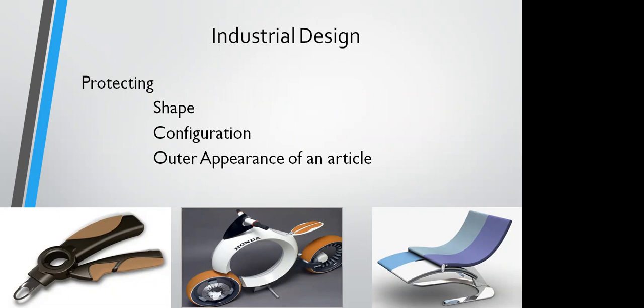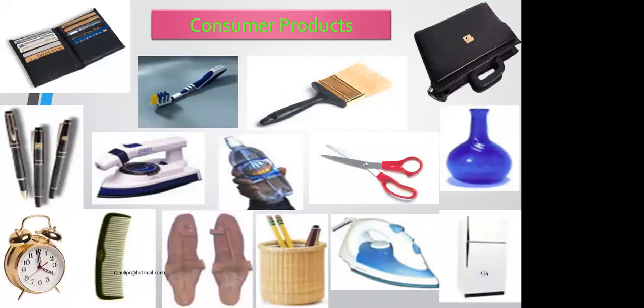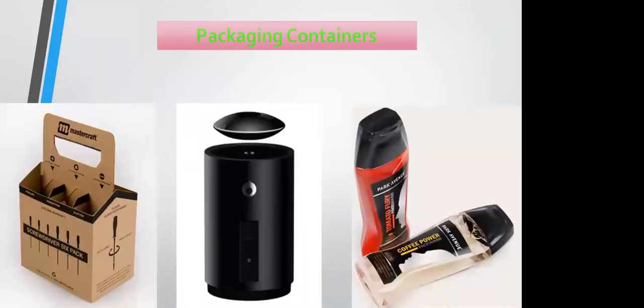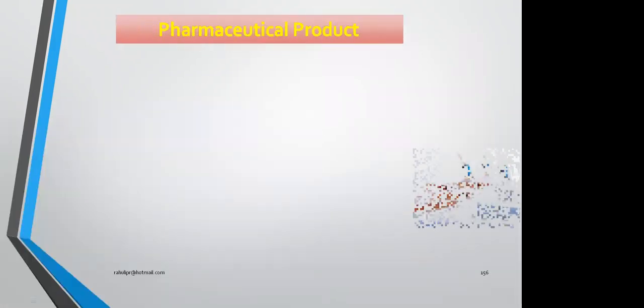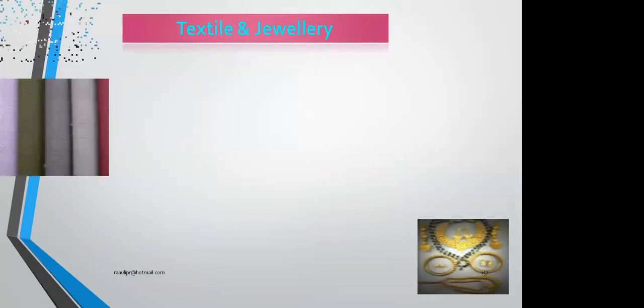What is the criteria of industrial design? Your design must be new. You can protect shape, configuration, and any outer appearance of the device. These all are examples of the industrial design. You can protect the packaging container also through the industrial design, because there is no technology involved in this device. You can protect outer appearance of this device. These all are examples of the pharmaceutical products, textile and jewelries.